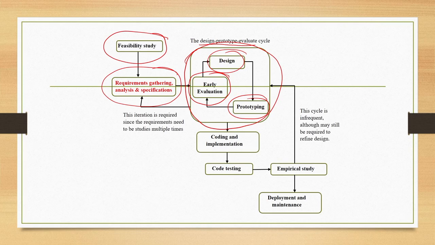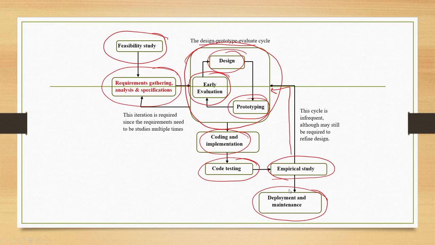Once the system is designed, we go to the coding and implementation stage. This is followed by the testing stage, where we test the code or the program. Another testing stage follows, which is empirical user testing or usability testing. Through this testing, we get to know the usability of the end product, and occasionally it may lead to returning to the design prototype evaluation cycle if we find some problems, but that is typically very infrequent. And once we are certain about the efficacy of the code as well as the usability of the product, we go for the next stage, that is deployment and maintenance.